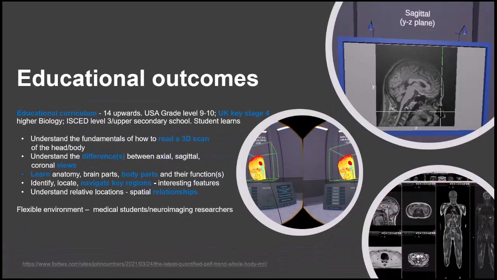In terms of education outcomes, the project and project content is broadly aligned to USA grade level 9 to 10 or UK Key Stage 4 higher biology. After completing the course or game, the student should understand the fundamentals of how to read a 3D scan of the head or body, understand the differences between the different views, learn anatomy, brain parts, body parts, and their functions, be able to identify, locate, and navigate key regions of the body or brain and identify interesting features, and then understand the relative locations and spatial relationships between these body or brain parts.